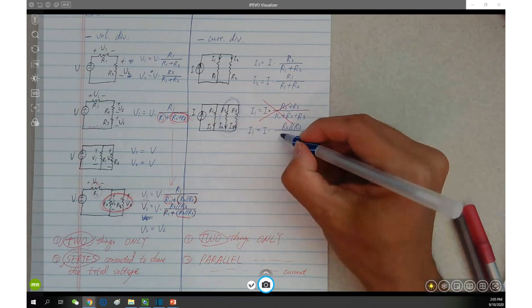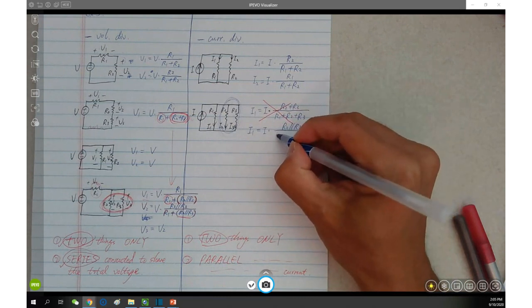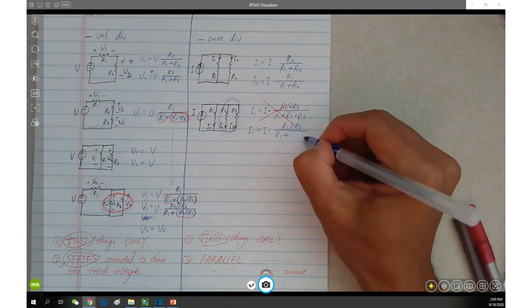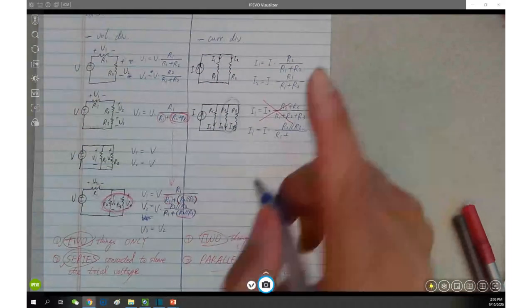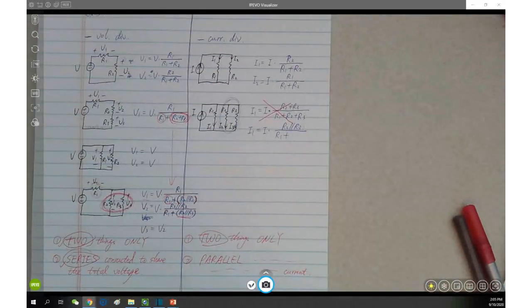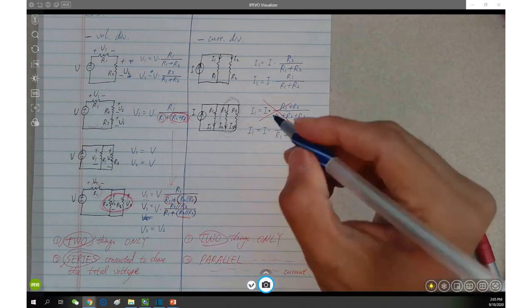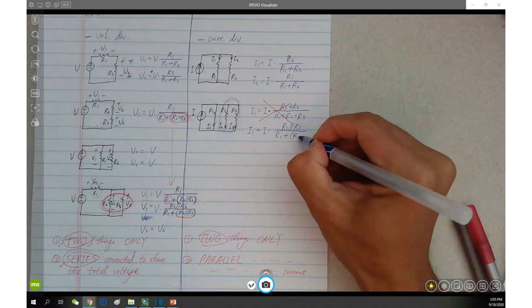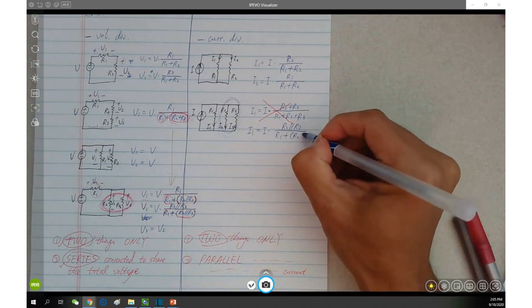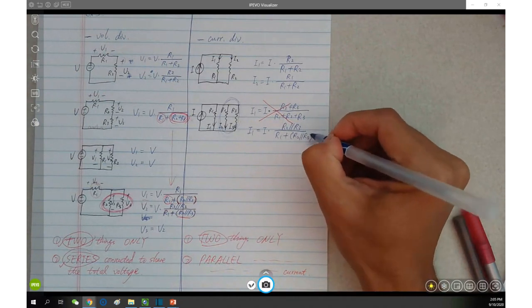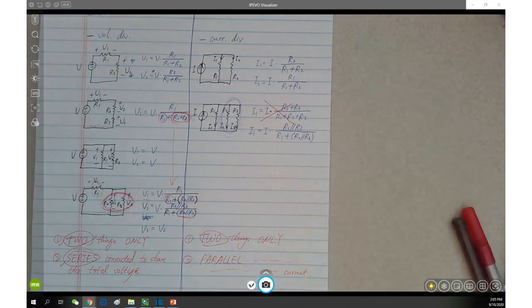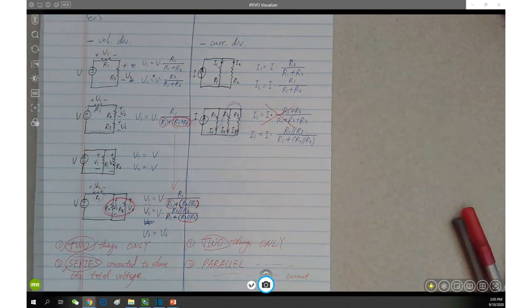And the denominator is what? R1 itself plus the second thing. Only two things in the denominator. If more than two, you need to combine. So once again, combine R2 and R3. Take a look and see if it makes sense.